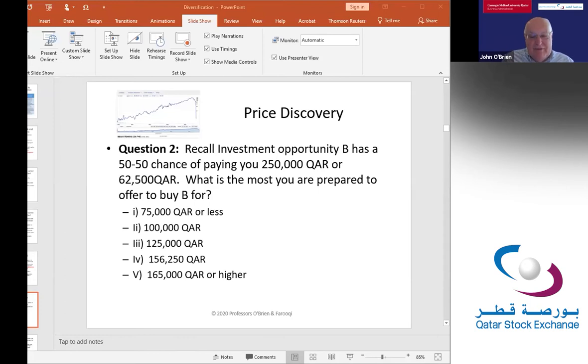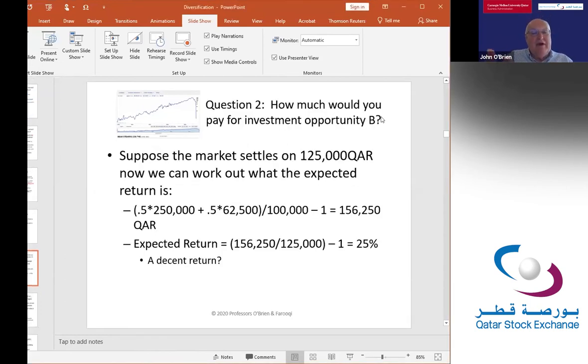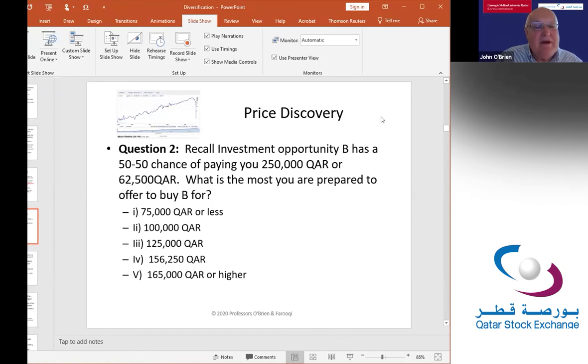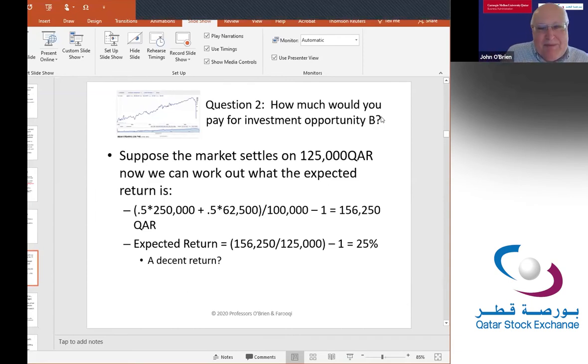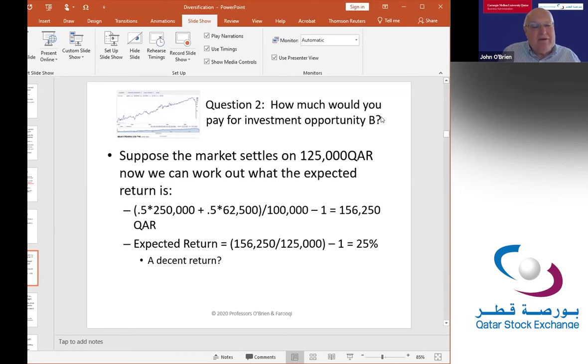Now, for this particular example, I'll let you work out the other cases, but suppose the market settled on 125,000. So we had 15% actually. Most of you want to drive a hard bargain, I can see. So you want to get this at as low a price as you can. But suppose the market did settle on 125,000. Now we can work out an expected return.